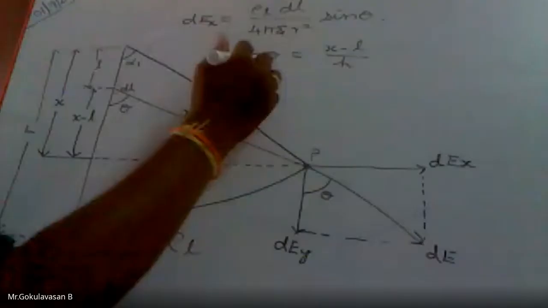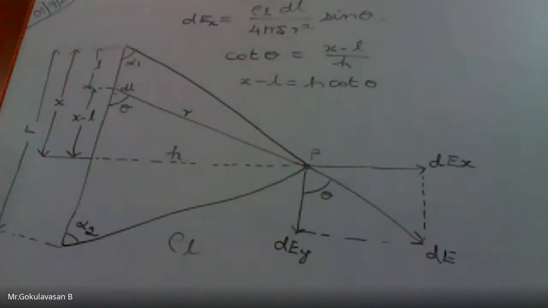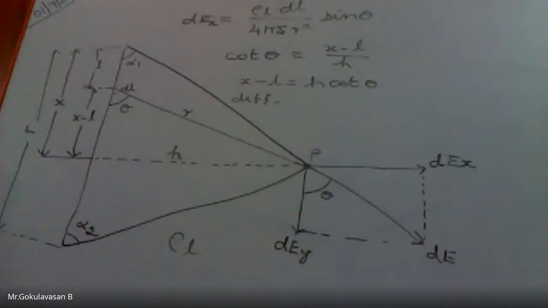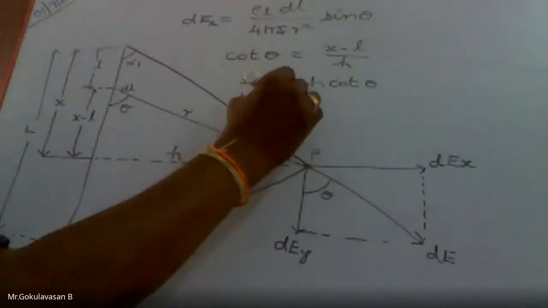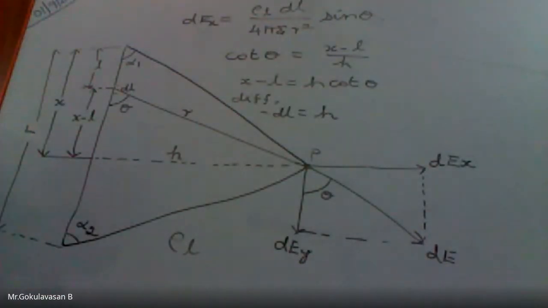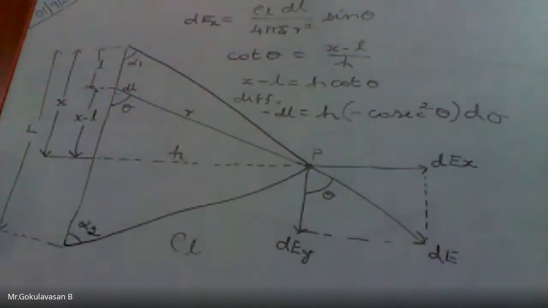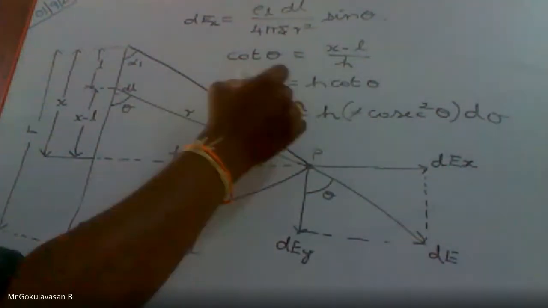And if I interchange the values, it will become x minus L by h equals cot theta. So what I am trying to do here is replace this dl value, which is available in the dEx expression, with something in terms of theta, because I have sin theta here. For that purpose, I have written like this. And here I am going to differentiate. X differentiation with respect to theta: x will vanish because L will become minus dl, h as it is. What is the differentiation of cot theta? It is minus cosecant square theta d theta. So the two minus signs will get cancelled. dL is equal to h cosecant square theta d theta. This is the value I'll get.